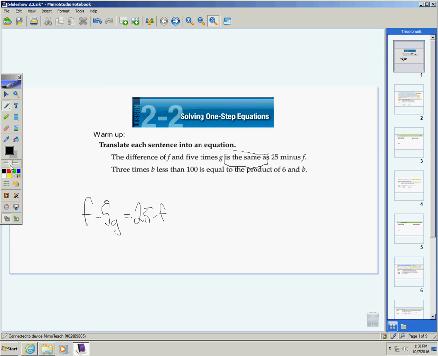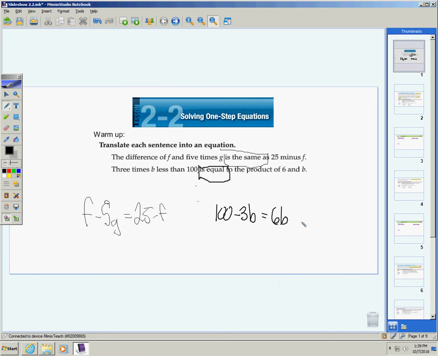And then if we go to our next one, 3 times b less than 100 is equal to, whenever you see the words is equal to, that's a hint that our equal sign is going to go there, the product of 6b and f. So 3 times b less than 100, so we have 100 and we want to be 3 times b less than that amount, is equal to the product of 6 and b, 6b.